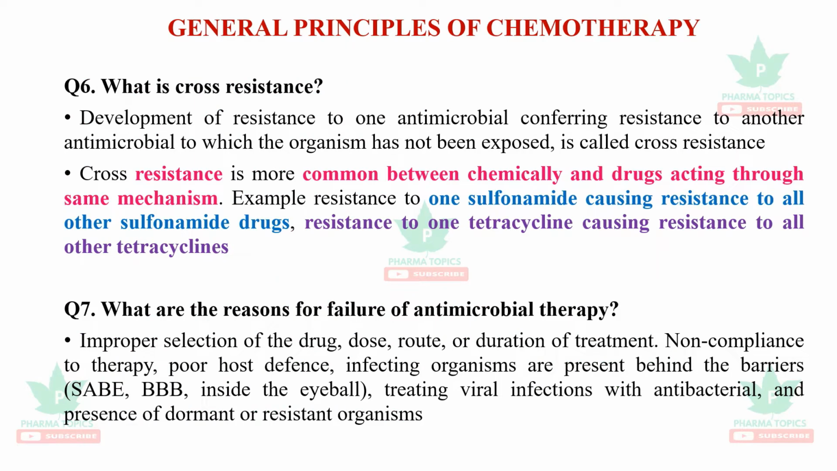The next question is, what is cross resistance? They may ask in very short notes. Cross resistance is the development of resistance to one antimicrobial that confers resistance to another antimicrobial to which the organism has not been exposed. Actually, cross resistance is more common between chemically related drugs and drugs acting through the same mechanism. That means if they have similar chemical structures, or if the drugs act through the same mechanism. Example, resistance to one sulfonamide causing resistance to all the other sulfonamide drugs. Resistance to one tetracycline causing resistance to all the other tetracyclines is called cross resistance.